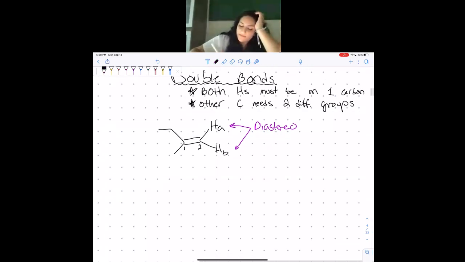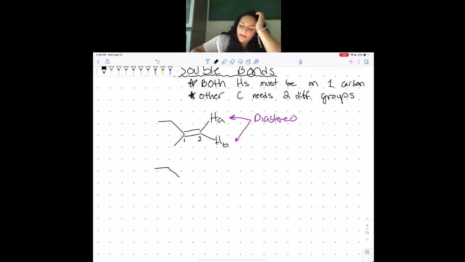That means they're two completely different signals. But if we have something like this, now we have two hydrogens on the same carbon, but these are not two unique groups. They are symmetrical. So if this is the case, now these two groups are just homotopic. They are exactly the same.